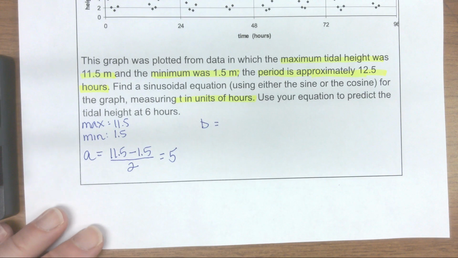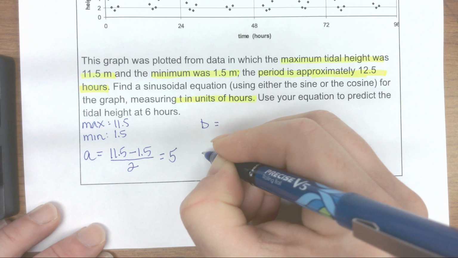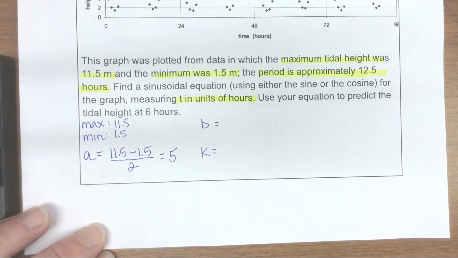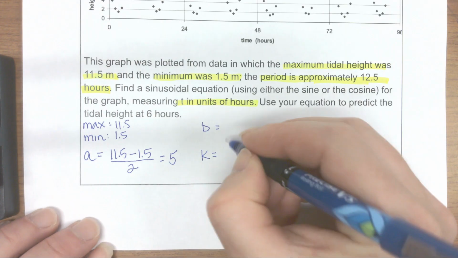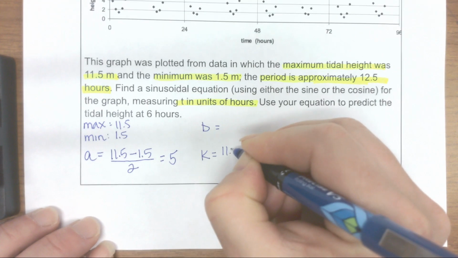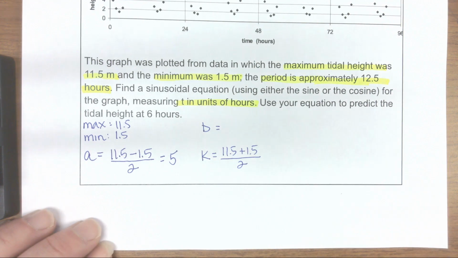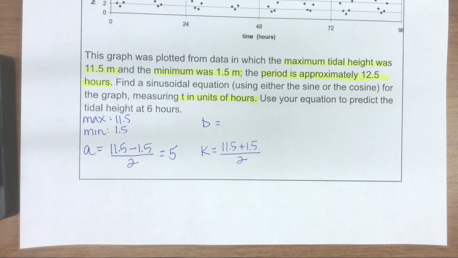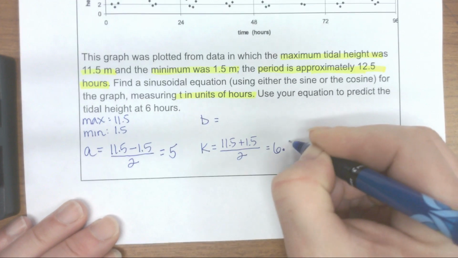Not my B value. I'll leave that for later. I'm going to do my other thing for max and min, which is my vertical shift. So we're going to do the max plus the min divided by 2 this time. 11.5 plus 1.5, divide that by 2. Let's see, 11.5 and 1.5 is 13, right? And 13 divided by 2 is 6.5.